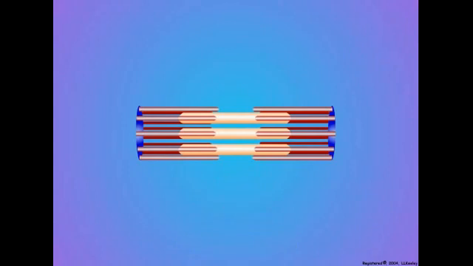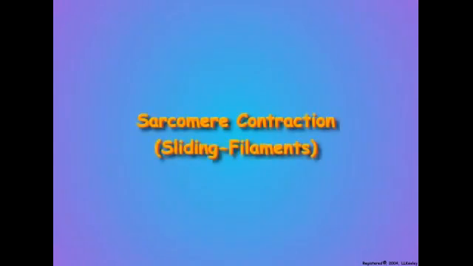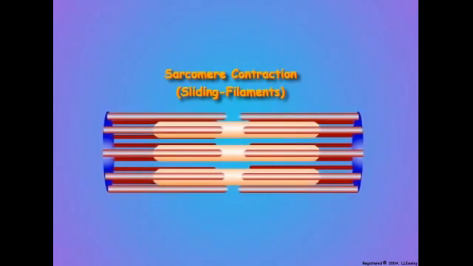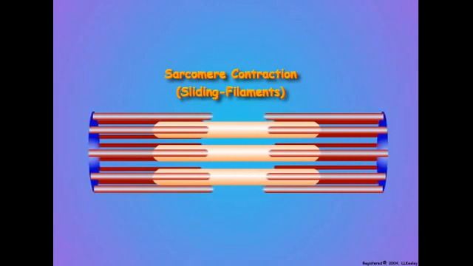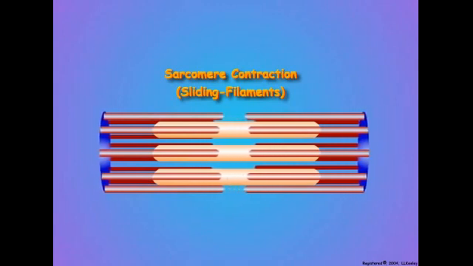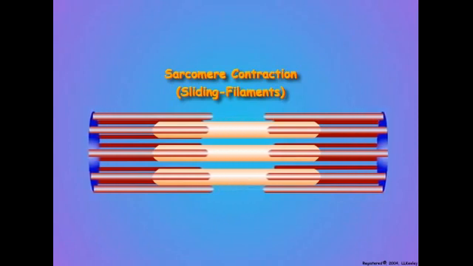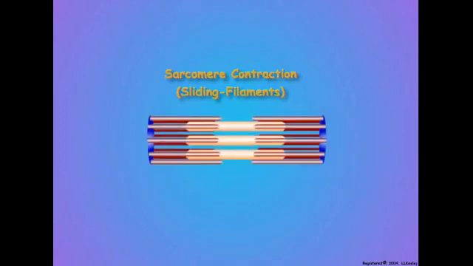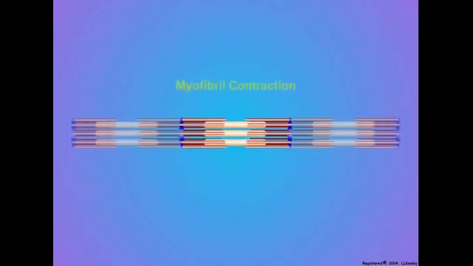Let us now examine how a sarcomere undergoes contraction. When a muscle contracts, the actin filaments within a sarcomere slide along the myosin filaments. This has the effect of pulling the Z bands closer together and shortening the sarcomere. This view presents a series of sarcomeres similar to the situation during contraction by a myofibril.